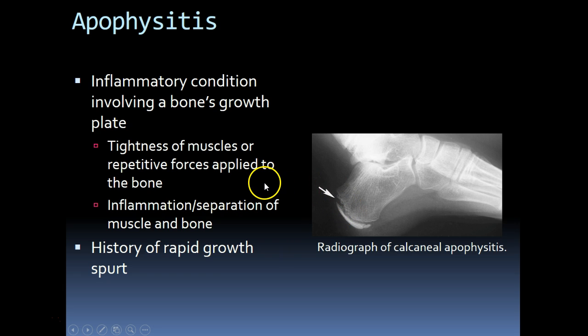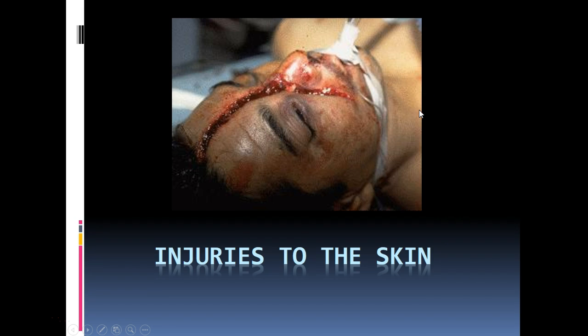And so if we had to define it, inflammation, separation of a muscle and a bone, or a tendon and a bone. And then we also see this in individuals who grow very quickly. Their growth plates just cannot keep up with them. This is going to be very painful, specifically if it's at the calcaneus. Anytime they put on their shoes, anytime they go to cut or make a burst, it just becomes a very painful condition. So we'll talk more about how to manage that pathology when we get to the foot and the ankle.